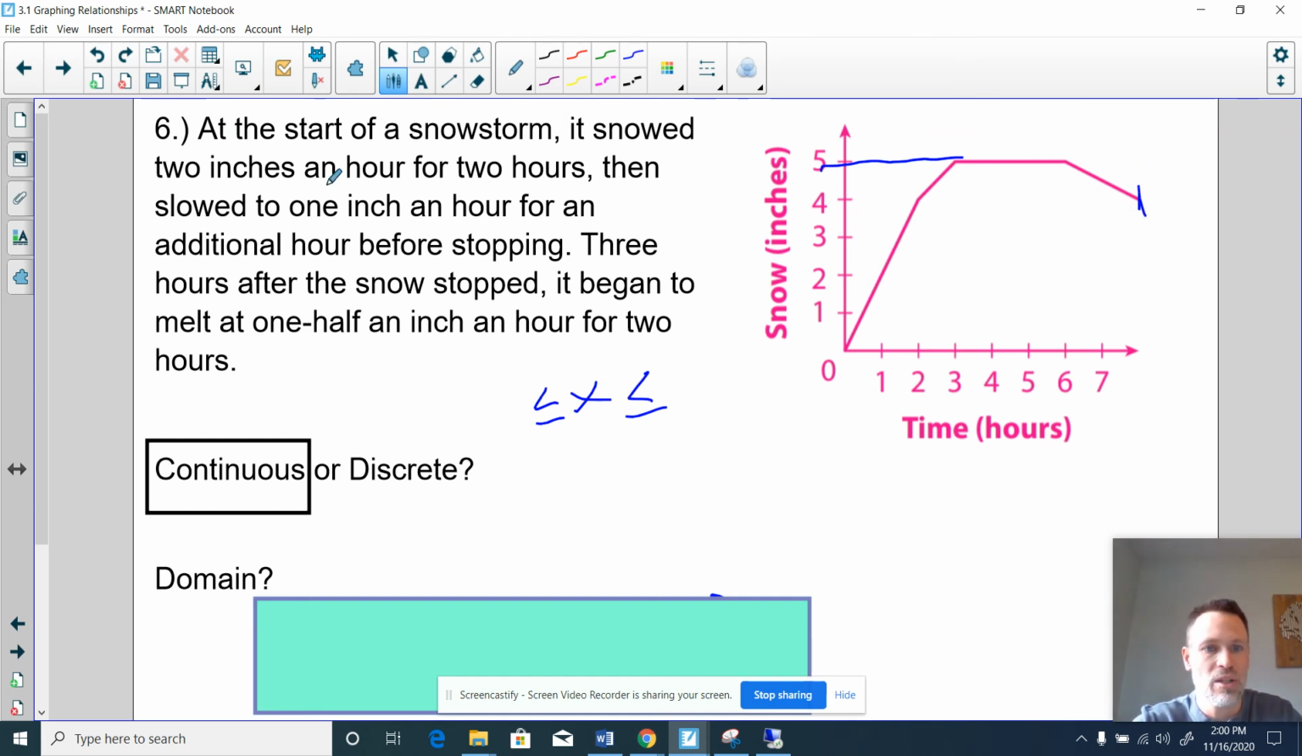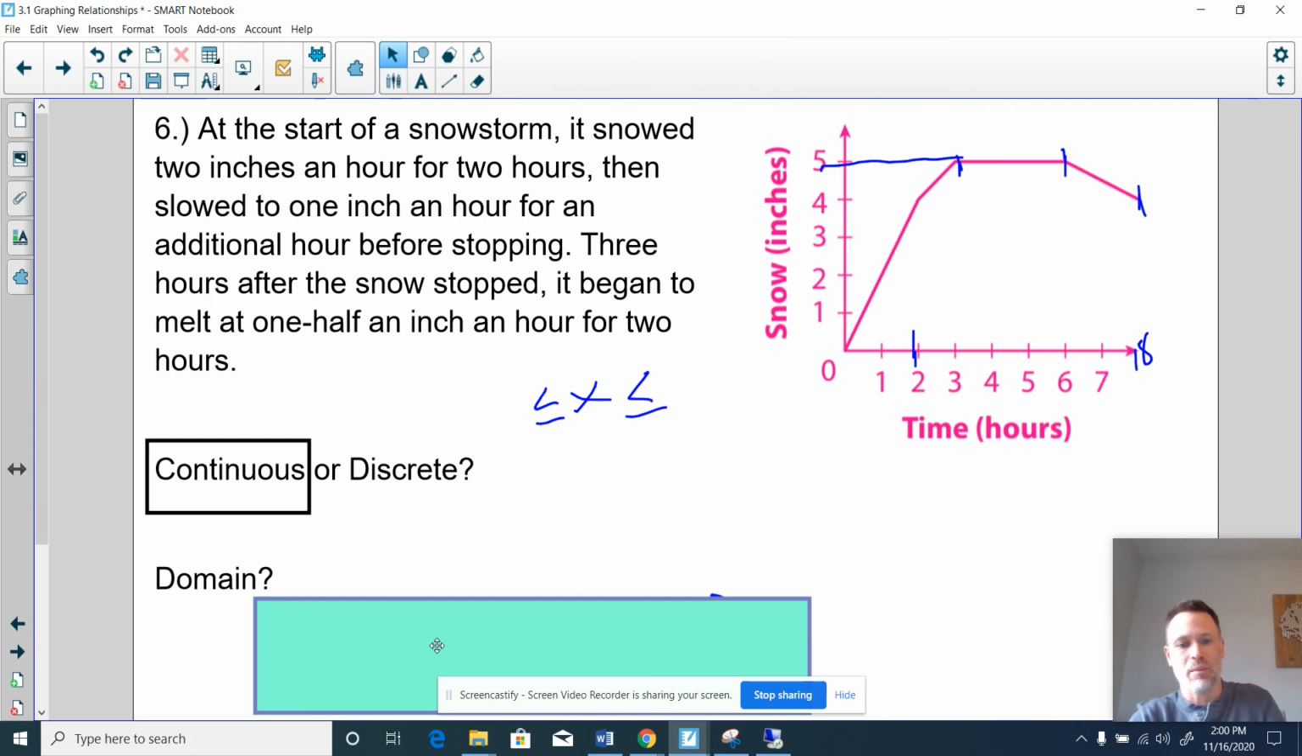It snowed 2 inches an hour for 2 hours, right? So we got 2 hours there. Then it snowed 1 inch for an additional hour before stopping. So that's there 3 hours. And it didn't do anything for 3 hours. And it began to melt for another 2 hours, right? So from 6 to 2 hours after that, we go up to 8. Okay. All right. What that means is that my time for the snowstorm goes from 0 to 8. Okay. And it includes both of those times.